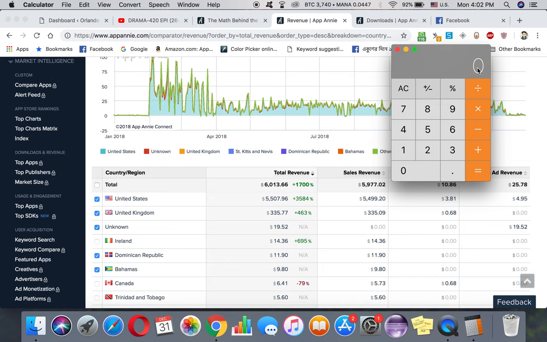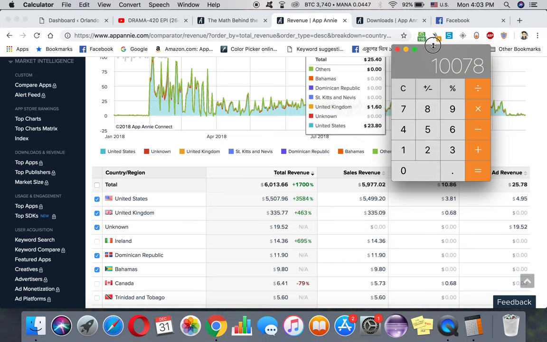Okay, let's bring up the calculator and put everything. So, in-app purchase revenue is $6,013 plus $4,065, $10,078. So, in 2018 from apps, I made $10,078 and I didn't do anything. I just created apps and, you know, it just took off by itself.